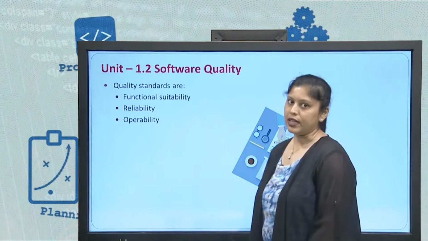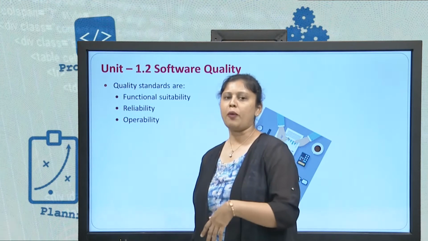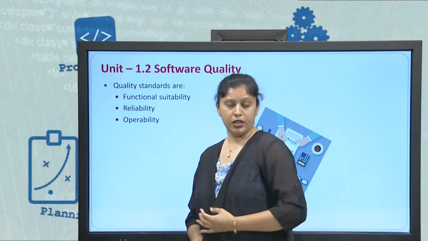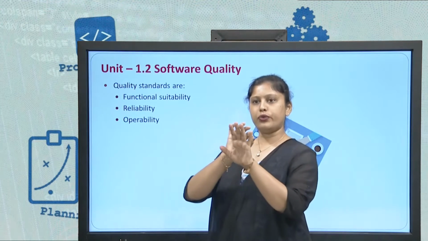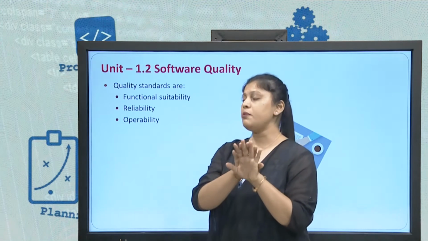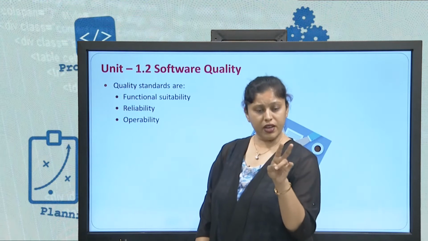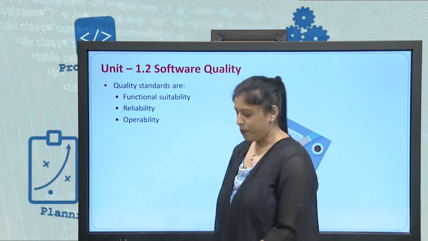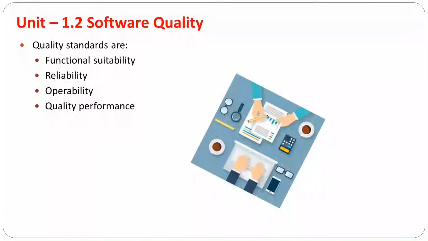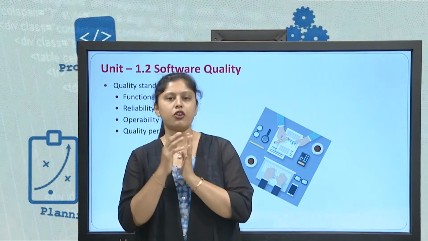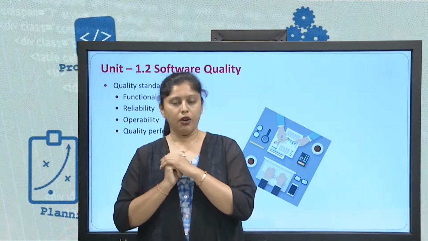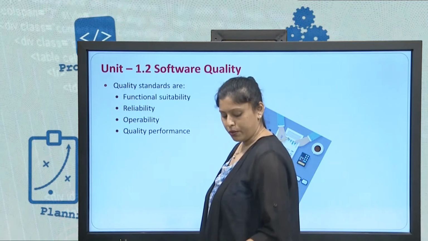Then operability. Wherever I go, my software should be operable with me. If I am using the software on PC1, and I use the same software on PC2, it should be operable. It should work both ways, it should work similarly. So operability. Then performance. Whenever I am using a particular software, the performance of my software should be very, very good. So that ensures the quality performance.